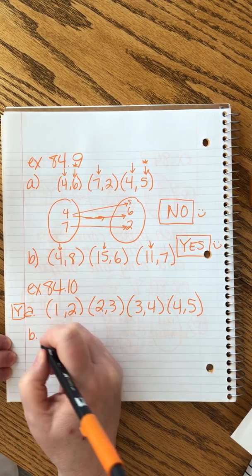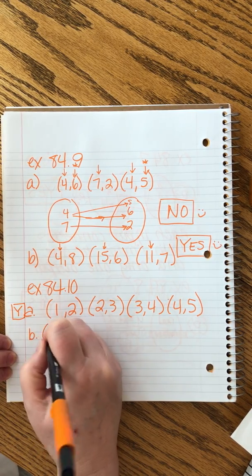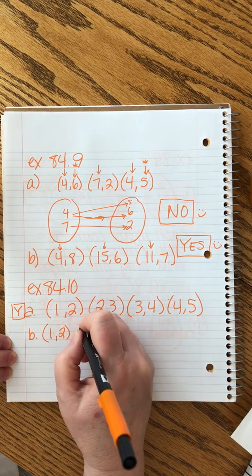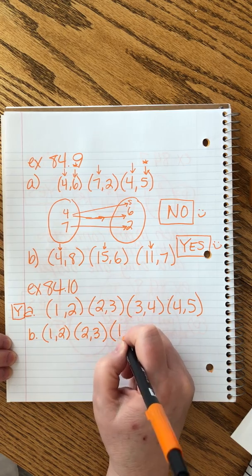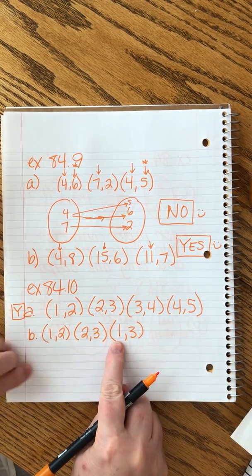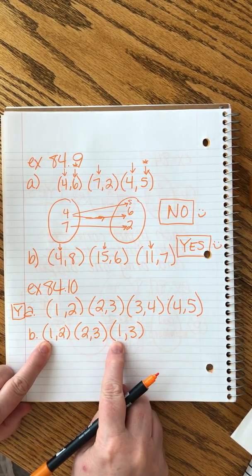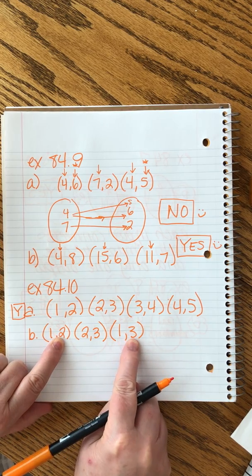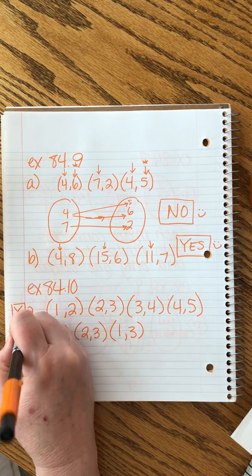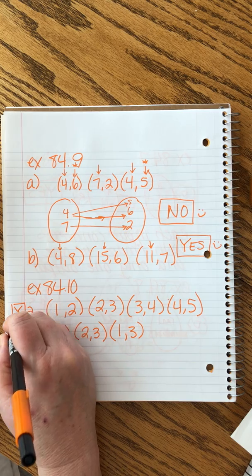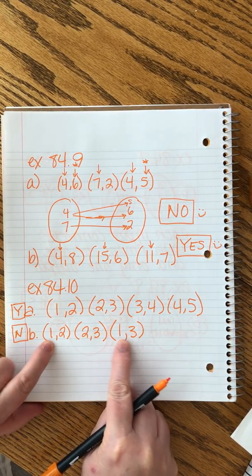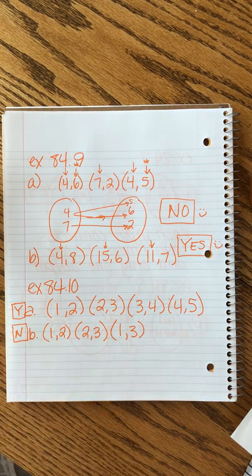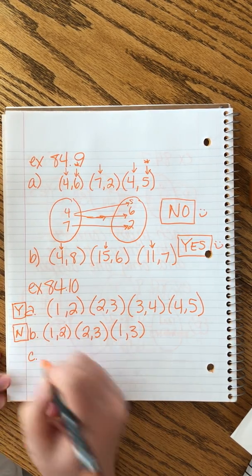B. 1, 2. 2, 3. Okay, here comes trouble. There's another 1. I already had a 1. This one's paired with a 2. This one's paired with a 3. Don't even have to finish writing it down. That is not gonna work, people. Right? The inputs match, but they're paired with different outputs. Deal breaker. C.